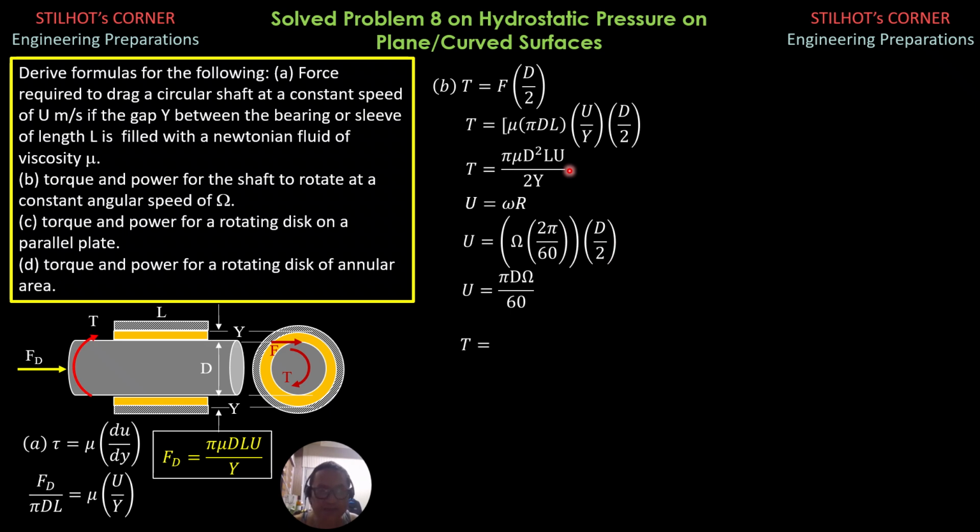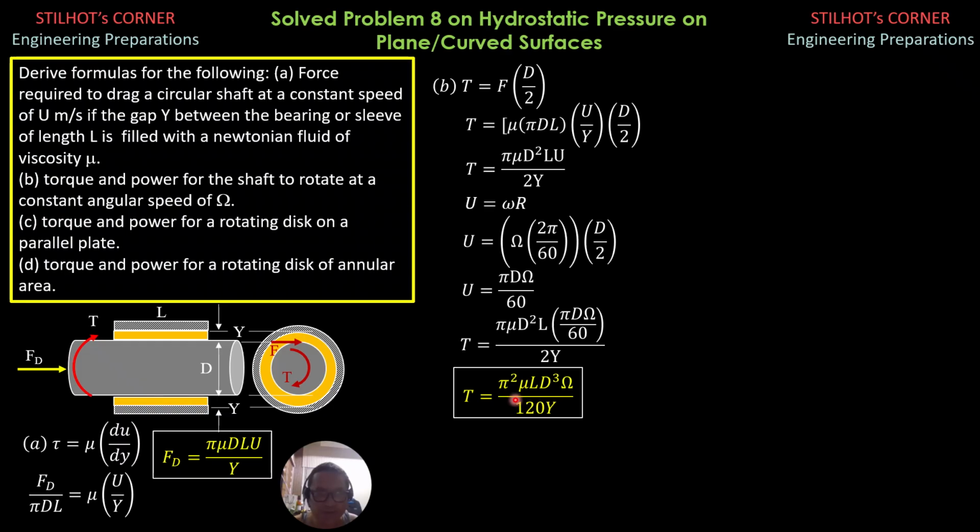So substitute here, torque is pi mu diameter square L, then pi D omega over 60 over 2 times Y, the gap thickness. So torque can now be derived as pi square mu L D cube omega divided by 120 Y. So pi square mu L D cube omega over 120 Y.